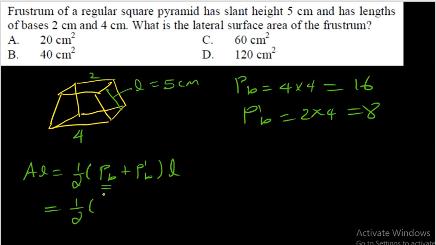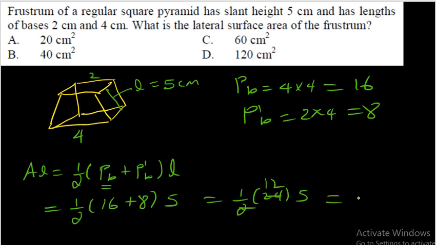Half of the perimeter of the 2 bases, 16 plus 8, times 5, which is half of 24 times 5. We can simplify, this will be 12, so that's going to be 60. So the answer should be, okay, see.